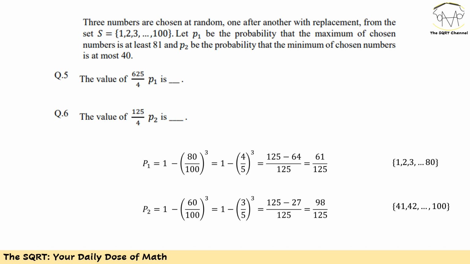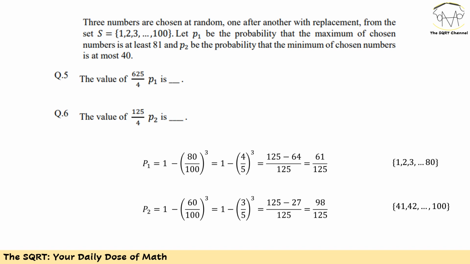The thing that I'm trying to say is, basically, to find P1, it's better to find what's not included in P1. And to do this, we just need to find the probability that we choose all three numbers from the subset from 1 to 80. It's going to be 80 over 100 to the power of 3, since we are going to choose three numbers at random with replacement.